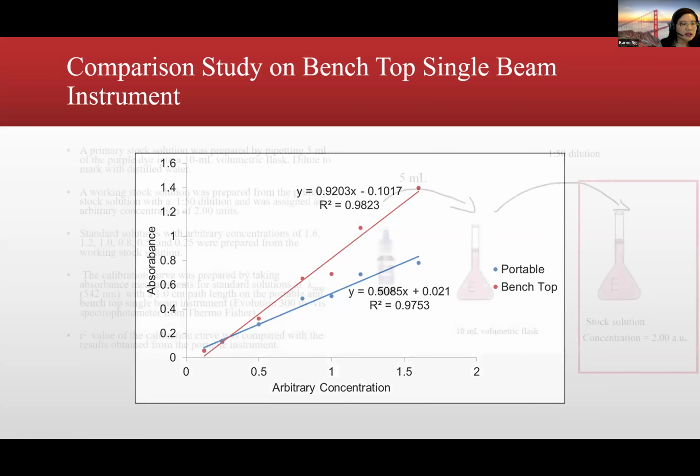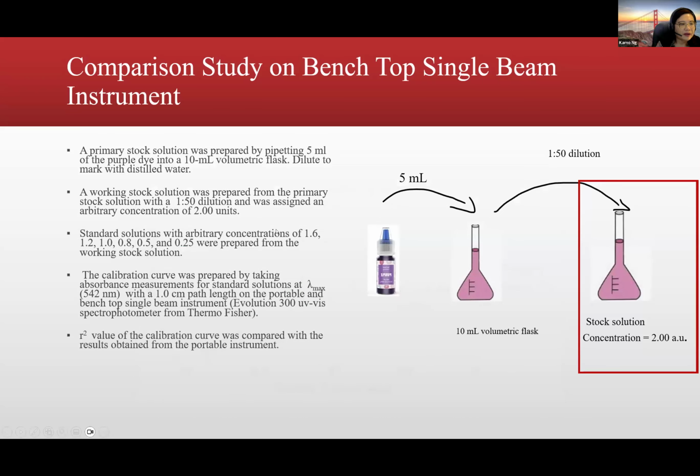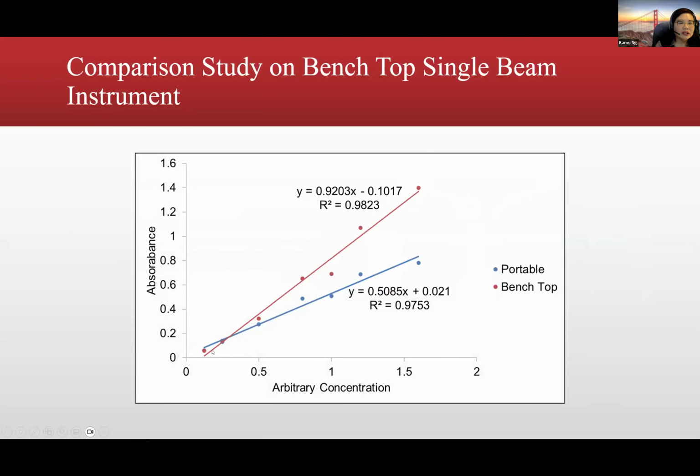Then from there, we prepare 5 standards: 1.6, 1.2, 1.0, 0.8, 0.5, and 0.25. Then we measure the absorbance signal at 542 nanometers, which we determined in the previous study that you see in the previous slide. And here is the calibration curve. The one in red is the traditional benchtop UV instrument. The one in blue is the wireless portable spectrometer. As you can see, it is very comparable.